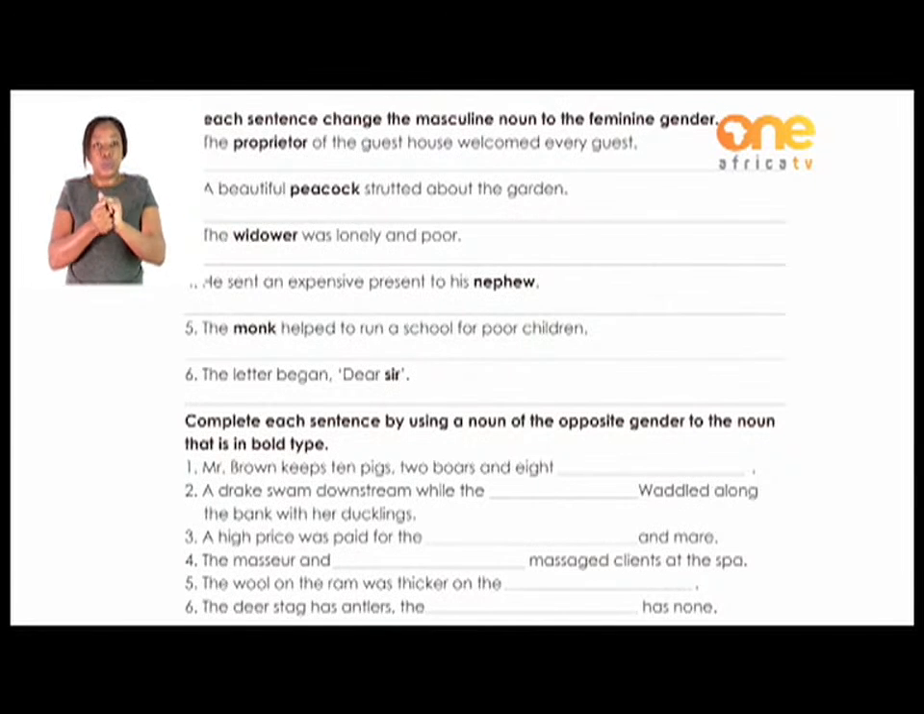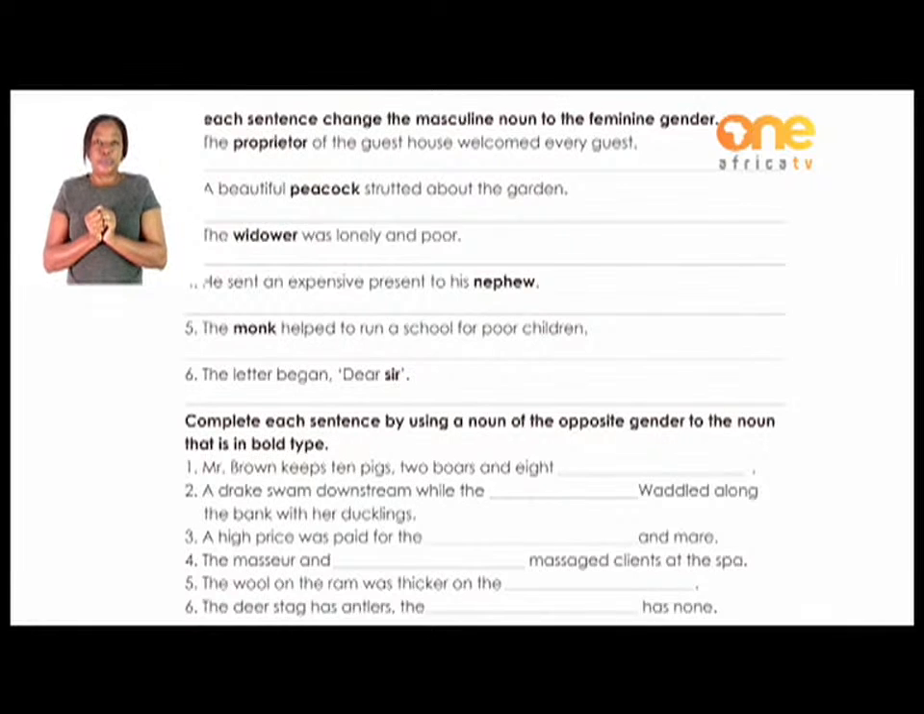A beautiful peacock strutted about the garden. Now I want you to change peacock. Peacock is a masculine, is a male side. What about if it was a female? You change that word. You are going to rewrite that sentence in the line given there. You will say a beautiful peahen strutted about the garden. So now do the rest as well by changing the bold words.